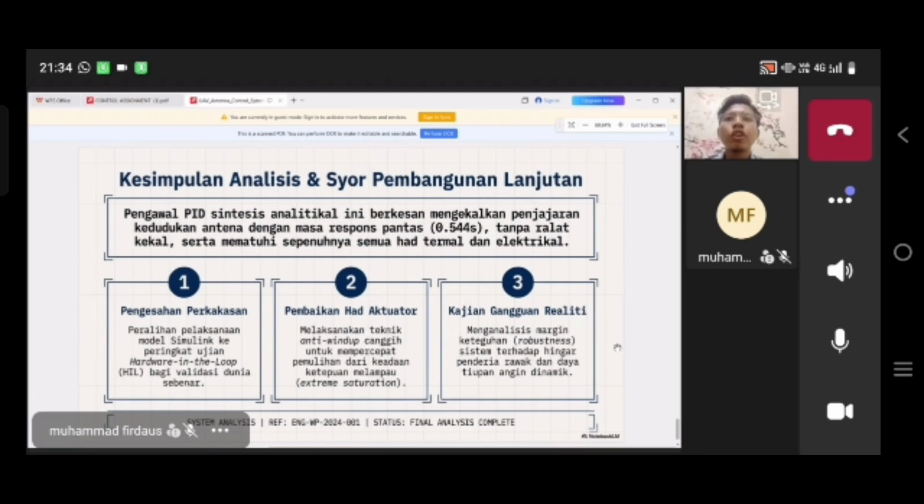So for the conclusion and recommendation, a PID controller was designed and implemented for the single-axis UAV antenna position control system. The simulation results achieved maximum overshoot 4.6%, settling time 0.5 seconds, and 0 steady state error. The controller also satisfies the voltage and power constraints of the system. Therefore, all specified design requirements are successfully met.